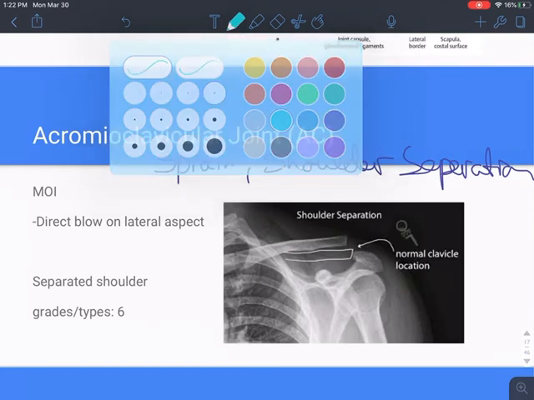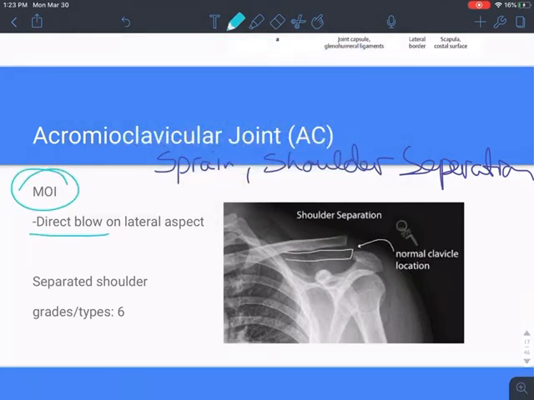The MOI for this is a direct blow on the lateral aspect of your shoulder. This happens a lot in hockey where people get checked into the boards, and in football where people get tackled. It's a super common injury for a quarterback. They're running with the ball and get sacked, and their shoulder is pushed completely into the ground. That pressure causes your clavicle to move upwards and separate that joint. It's kind of crazy.